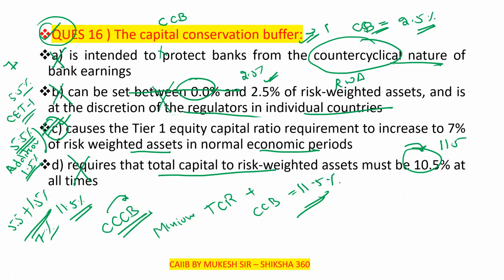Okay. And so I will write: for the tier 1 capital ratio requirement, it causes the tier 1 equity capital.